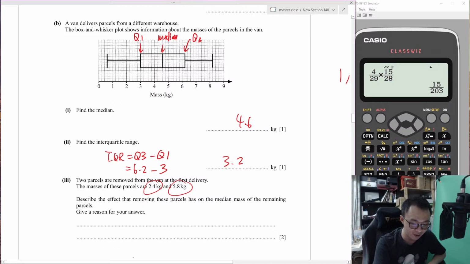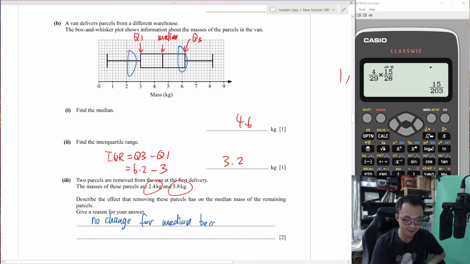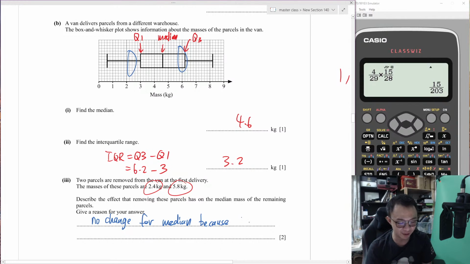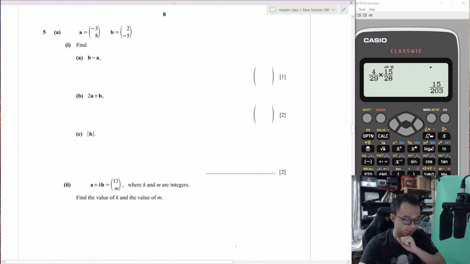Because 2.4 is somewhere here, and 5.8 is somewhere here. So therefore, I will say no change for median, because the first parcel is less than 4.6 and the second parcel is more than 4.6, something like that. Okay, so you just write in your own words, or you can just refer to the marking scheme. I just want you to understand the concept. Okay, move on to the next one.